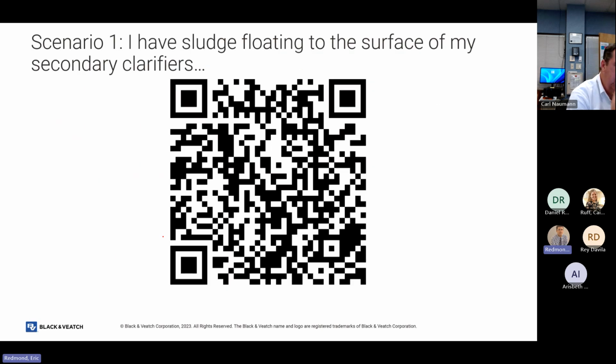So the first one, if you want to scan this QR code, I'll give you a minute here, and then I'm going to go over to the actual page.